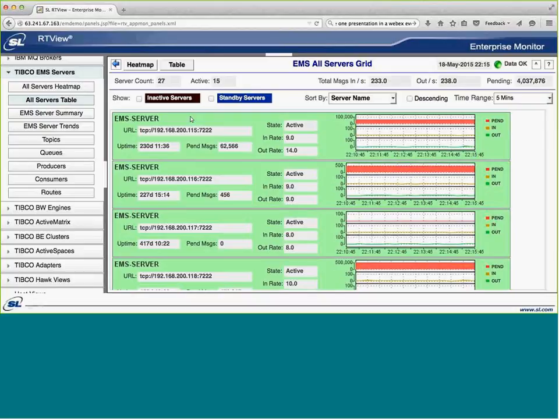Map, but this time what we're looking at is an indication of some additional information. So we have ping messages in and out, information about the state of this particular EMS server.